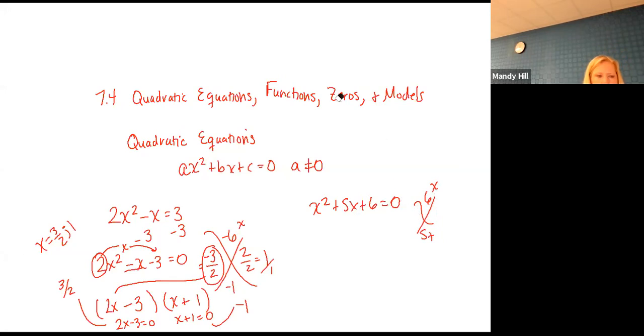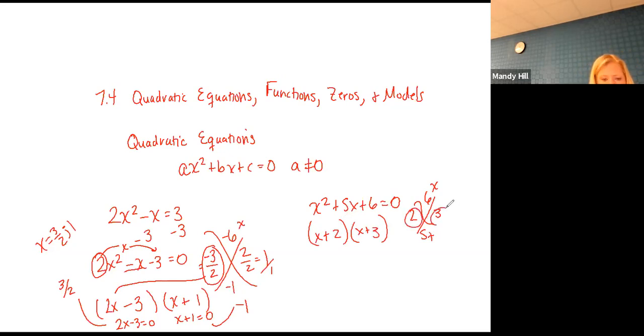So what multiplies to 6 and adds to 5? I bet you can think of it. 2 and 3. 2 times 3 is 6. 2 plus 3 is 5. And so we didn't have to divide out on this one because it didn't have anything in the front, like this one over here had the 2 in the front. This one doesn't have anything. So our factoring would be x plus 2 and x plus 3.